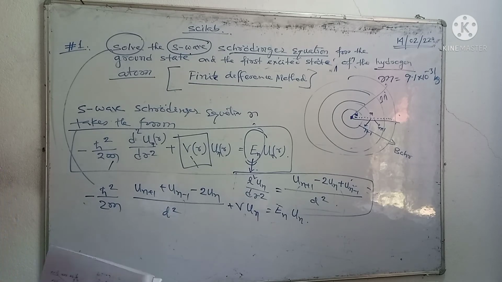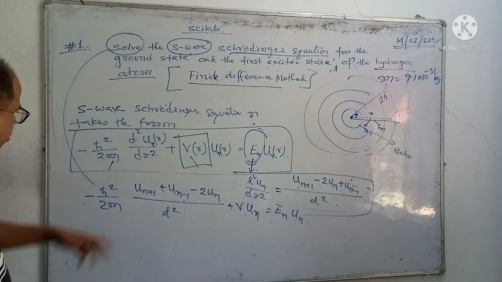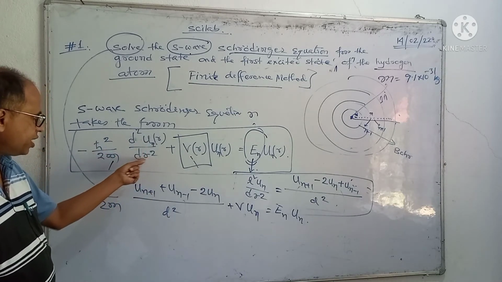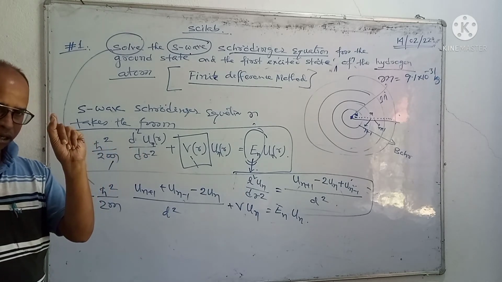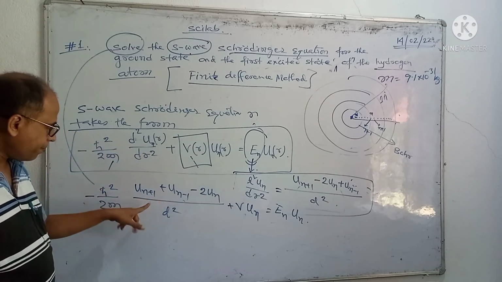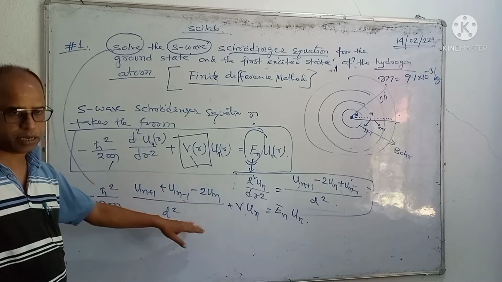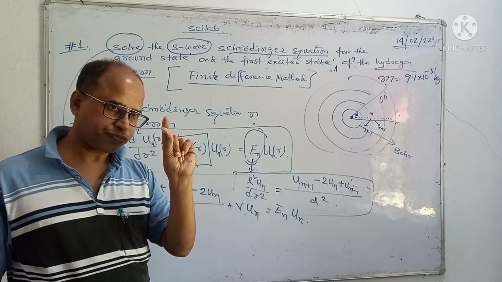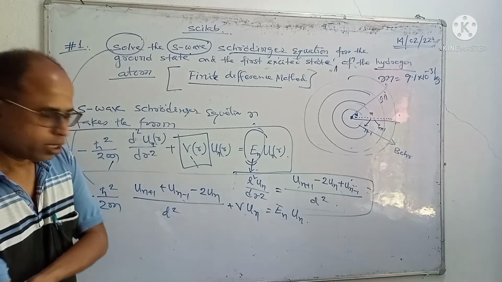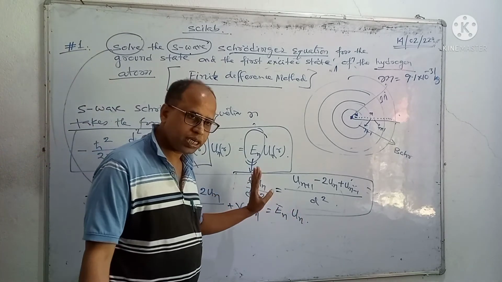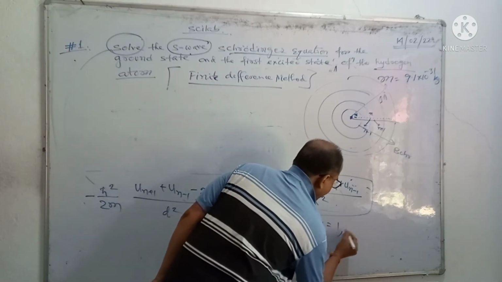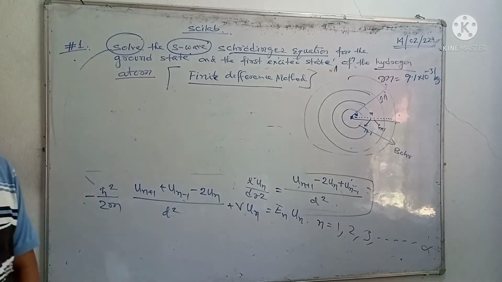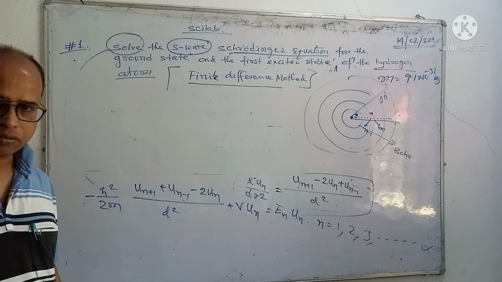Now see, it was continuous, but here dr is very small. That's why I am converting into the finite difference method with d of the order of angstrom. Right? d of the order of angstrom. Everything right. n is equal to 1, 2, 3, infinity. Infinite.